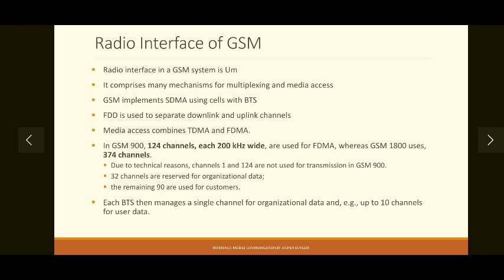As we know, GSM architecture is basically implementing space division multiple access. That means the entire geographical area is divided into smaller cells which are controlled by a base transceiver station. Each cell is allocated a set of frequency channels. These channels are separated into two parts. One is downlink and the other is uplink.